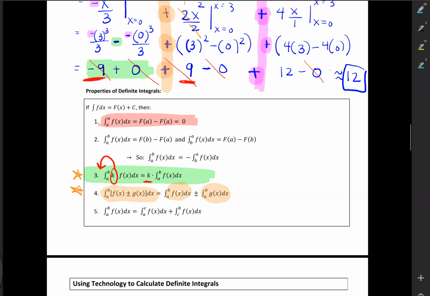And then 2 is just saying if you switch the order of the limits. So what happens when you switch the order of subtraction? It just changes the sign, right? If I do 5 minus 3, I get positive 2. But if I do 3 minus 5, I get negative 2. So basically just be really careful with those limits of integration and the order you're putting them in. But anywho, we'll talk more about these as we need to.